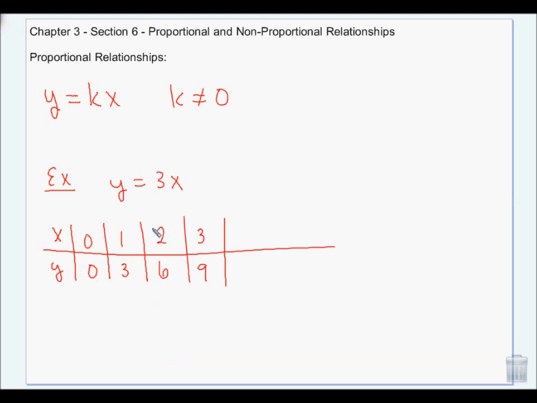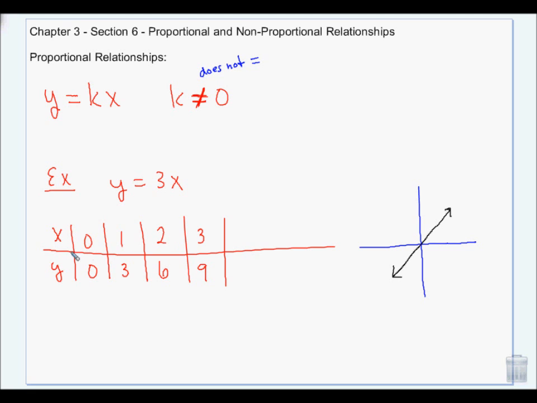Why do you put the slash through the equal sign? This means it does not equal. So anytime you see that, k cannot be 0. And you get a nice straight line graph through the origin, something like this, or facing the other direction.